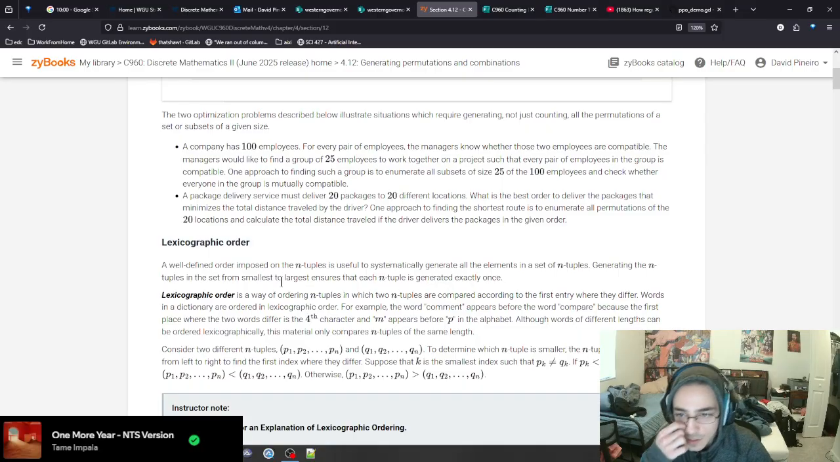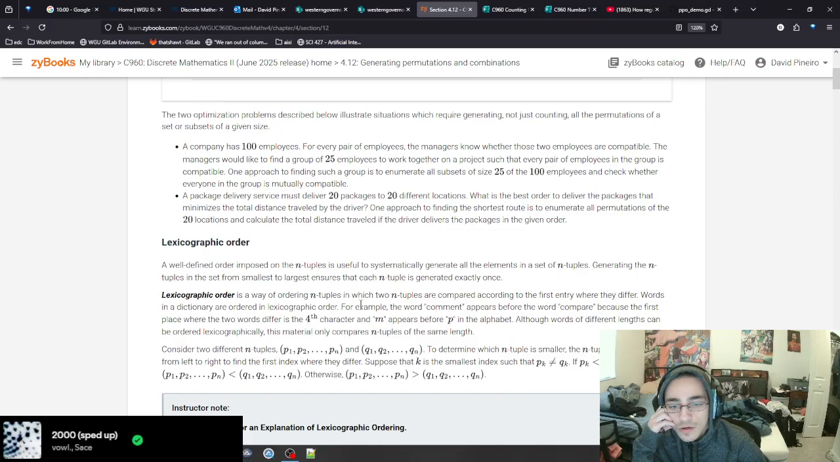Okay, so lexicographic order is where you are ordering them compared to the first entry where they differ. Words in a dictionary are often ordered in that order. The word comment appears before where because the first place where they differ is the M there. M appears before P in the alphabet, so yes. Although words of different lengths can be ordered, this material only compares them of the same length.